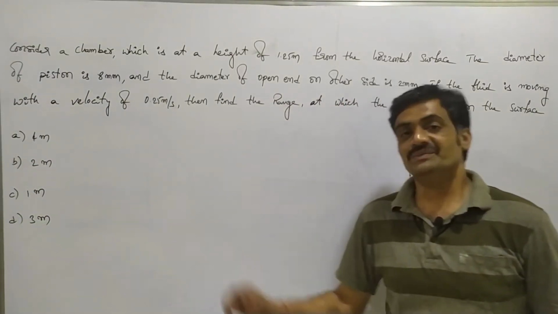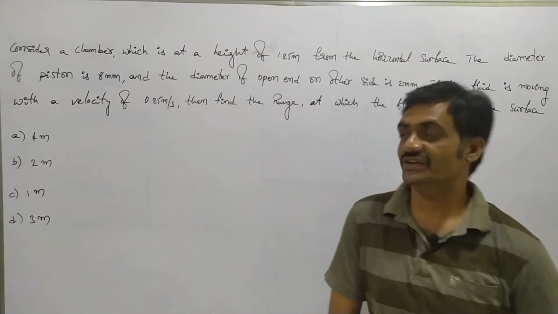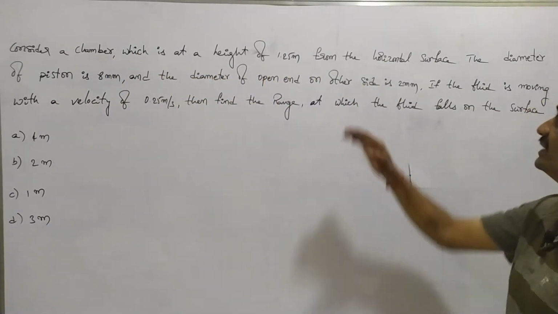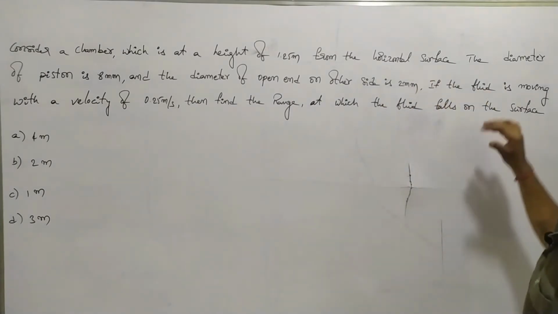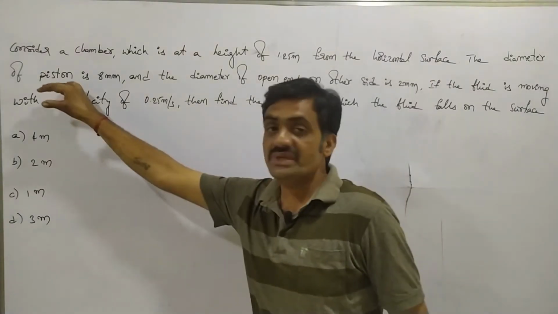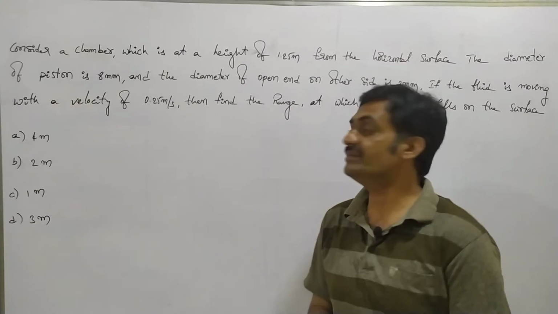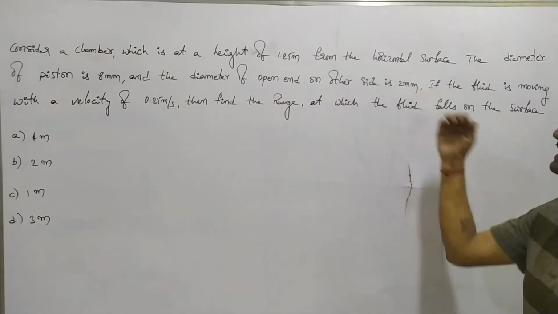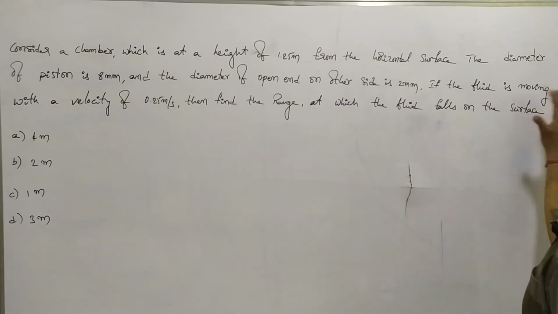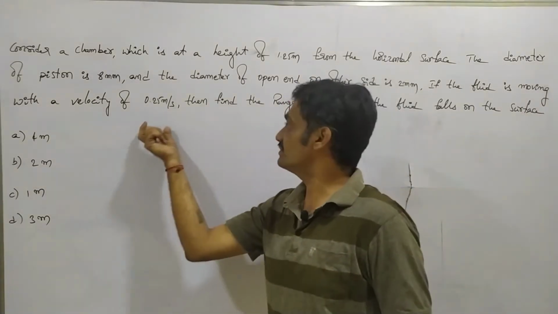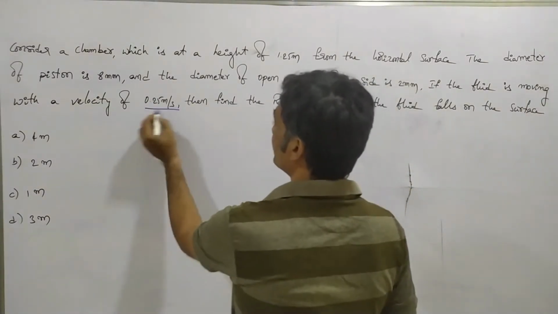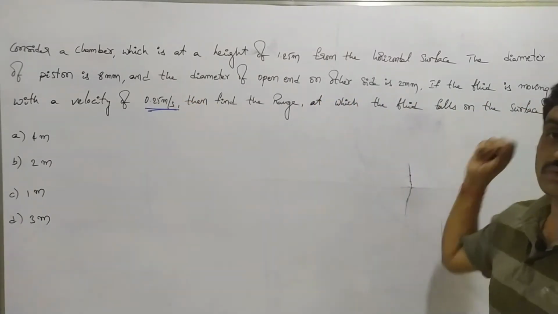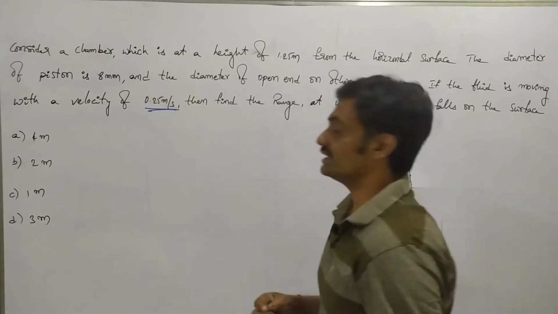Let's solve a numerical based on this equation of continuity. Consider a chamber which is at a height of 1.25 meter from the horizontal surface. The diameter of the piston is 8 millimeter and the diameter of the open end on the other side is 2 millimeter. If the fluid is moving with a velocity of 0.25 meter per second, then find the range at which the fluid falls on the surface. We have to represent the range.